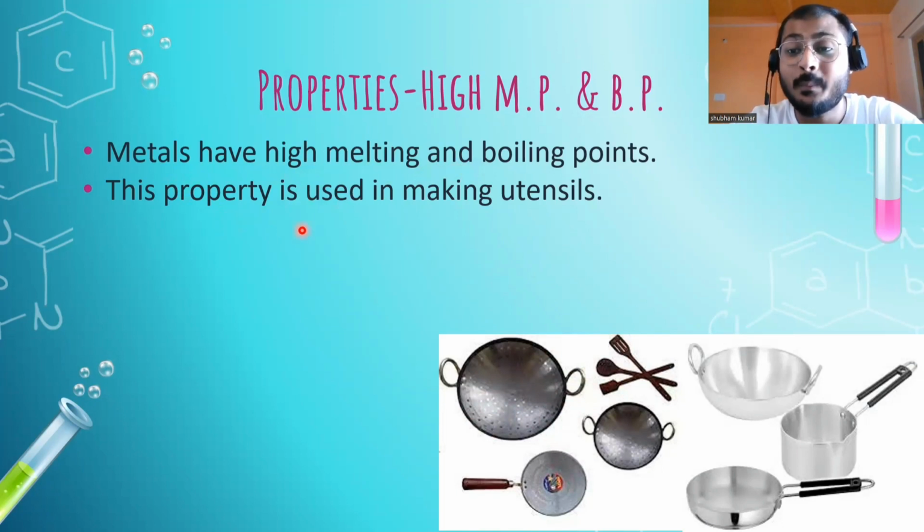And this is the property, that is why metals are used in making utensils. So in your kitchen, you see a lot of items made up of aluminum, made up of iron, made up of copper, glasses, bottles. Why? Because if we put that iron utensil, or that iron vessel on fire, it does not melt down. So these properties of metals help in making utensils of metals.